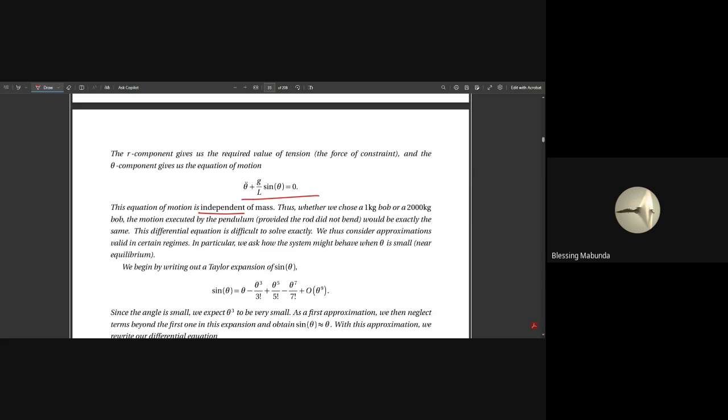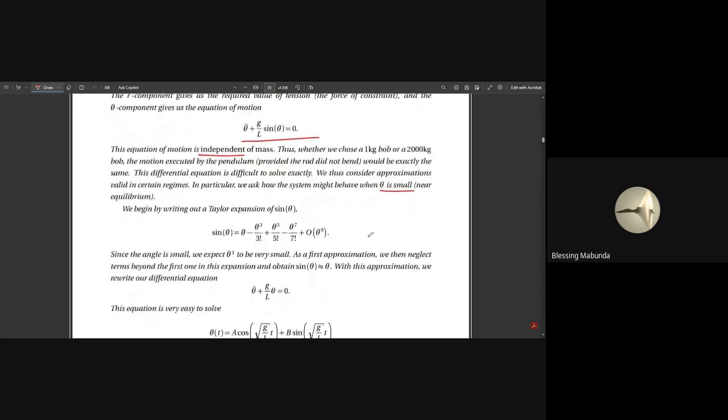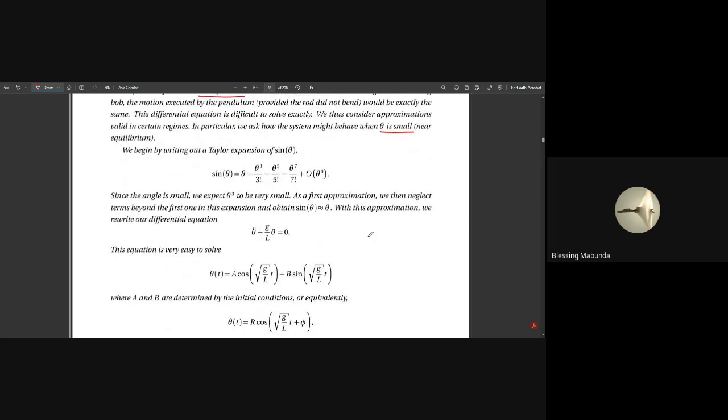This differential equation itself is difficult to solve exactly. We first consider approximations valid in certain regimes. In particular, we ask how the system might behave when theta is small, near equilibrium. And we use the Taylor series expansion of sine theta for that. Sine theta is expressed as theta minus theta cubed divided by 3 factorial plus all the way to the last term.